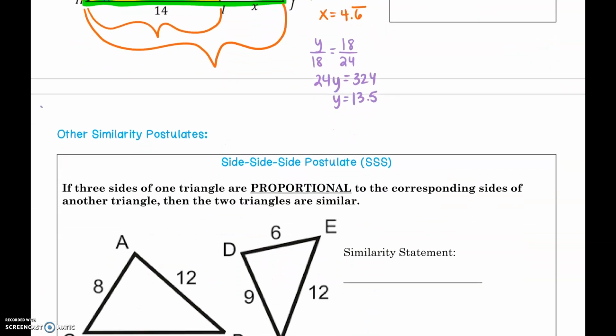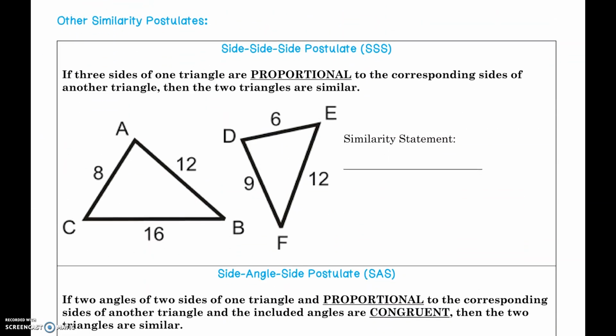Other similarity postulates that can be used to prove that triangles are similar are the side-side-side postulate. So if three sides of one triangle are proportional to the corresponding sides of another triangle, then the two triangles are similar. So here we can see that the ratios of corresponding sides are proportional. They all reduce to 4/3, so we can say that these are similar. So triangle ABC is similar to triangle DFE. Remember, order matters, so we have to make sure we match up the proportional sides.